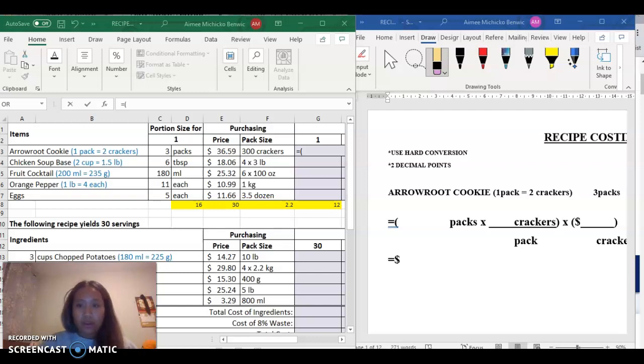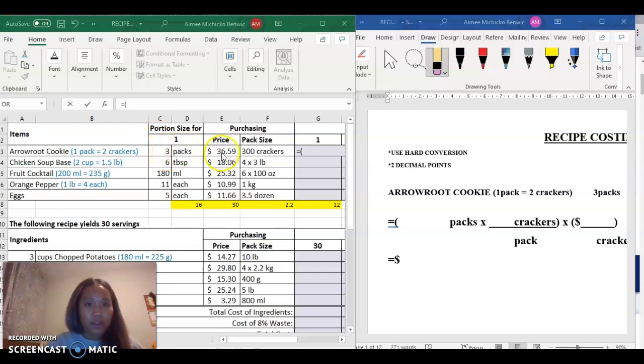So hi everyone, I am here to show you how to cost a recipe. But before doing that, we have to make sure that all our units match before we proceed, and all the weight equivalents must be included in our calculation. So let's start. For the first recipe, I'm doing costing for one.